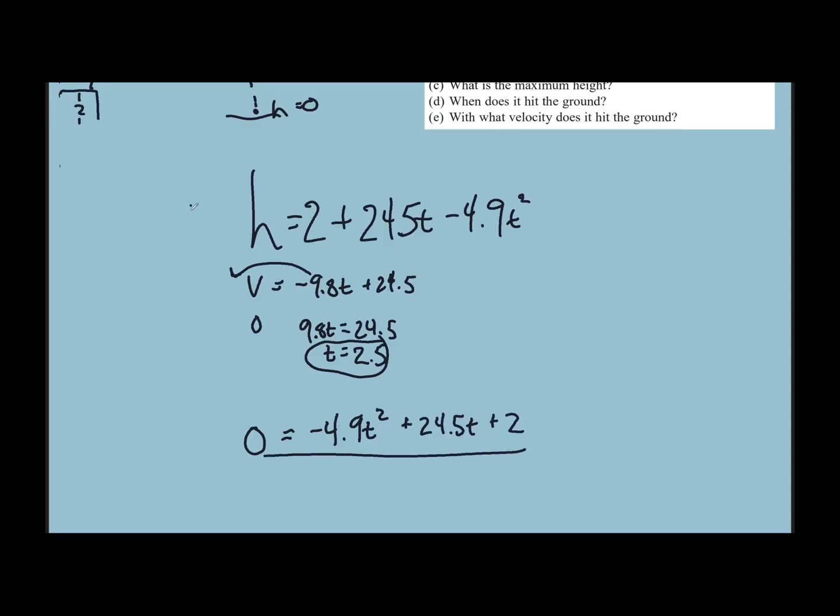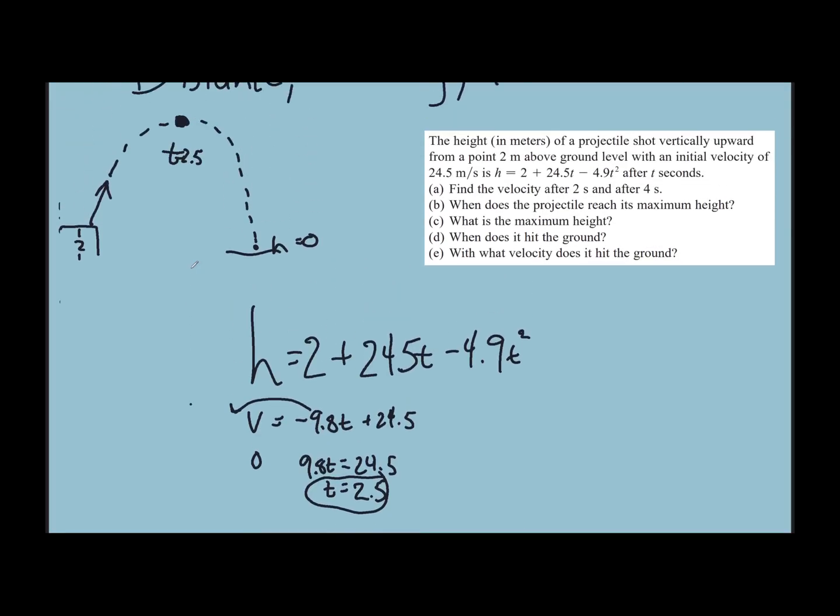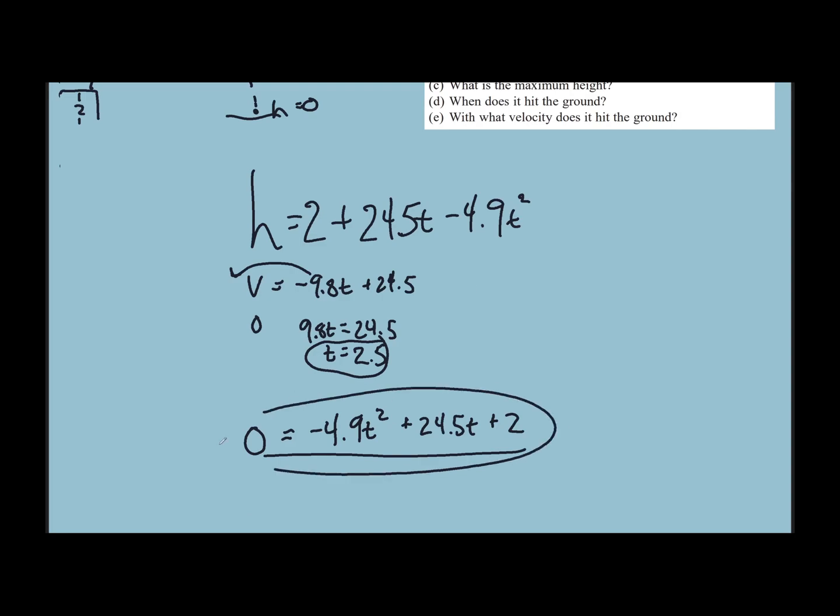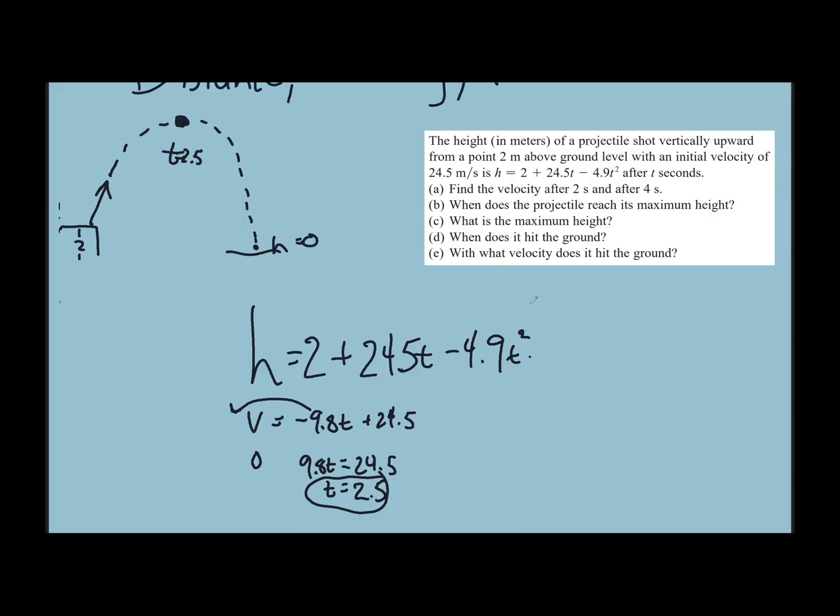Apply the quadratic formula to this and you're going to get some time value. And it's not just going to be double this. Sometimes it is, but because you start at this height of 2, it's going to be funny. And just plug this into your quadratic formula and you will get the correct time for that. That's all you have to do to know when it hits the ground.